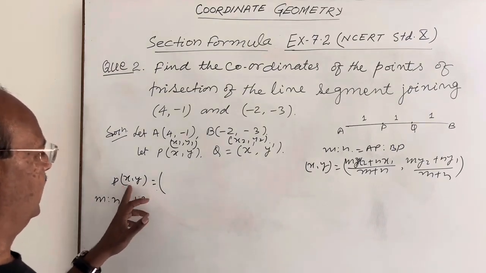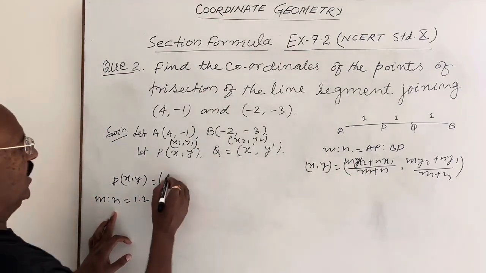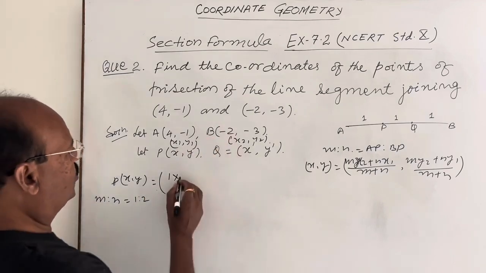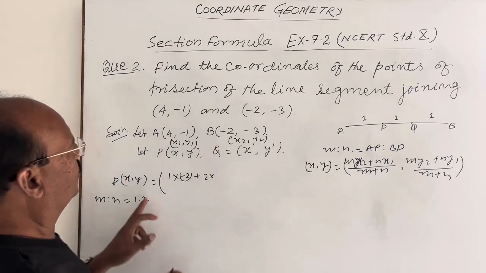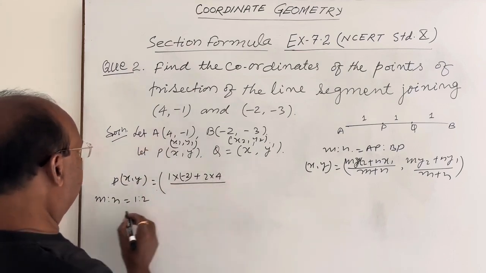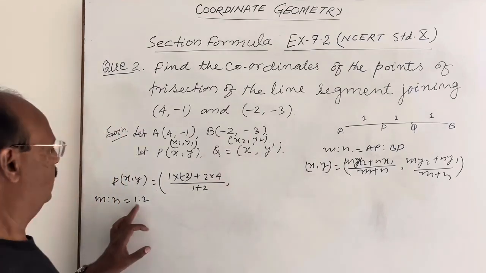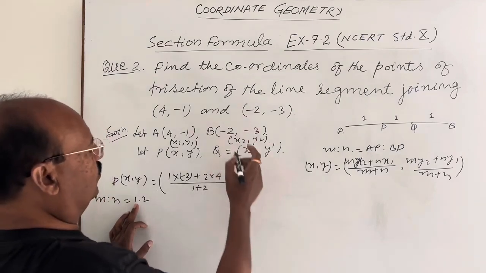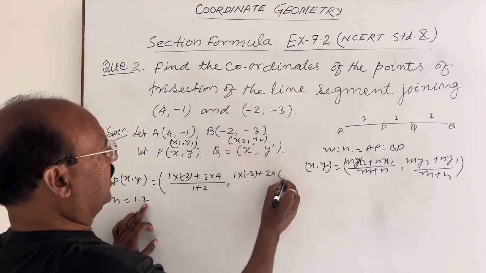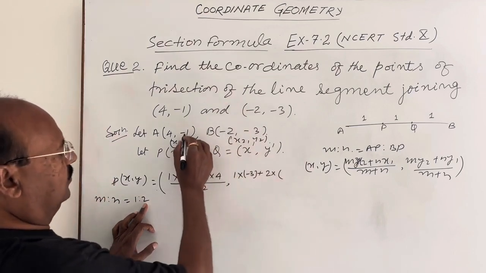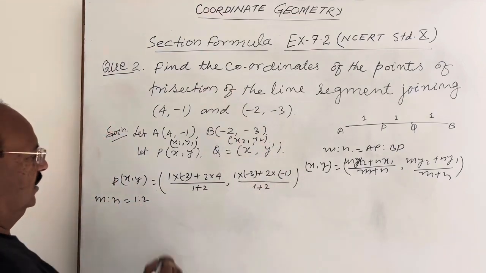So let us find the coordinates (x, y) of the point P. The formula is x = (mx2 + nx1)/(m + n). m is 1 into x2 which is -2, plus n is 2 into x1 which is 4, divided by m plus n, that is 1 plus 2. Similarly, for the y coordinate, my2 plus ny1: m is 1 into y2 which is -3, plus n is 2 into y1 which is -1, divided by m plus n, that is 1 plus 2. Correct? Let us simplify it.